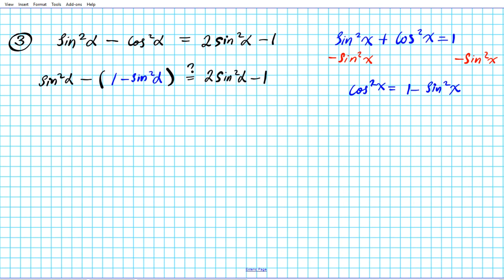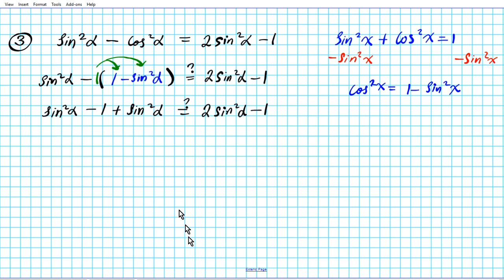Is it? Let's go ahead and simplify. On the left side, we have a minus. Imagine as though there's a 1 here. So we're just distributing that to both terms in the parentheses. So what happens? We have sine square alpha minus 1 times 1 is minus 1. Minus 1 times sine square alpha is plus sine square alpha. Now is this equal to 2 sine square alpha minus 1?